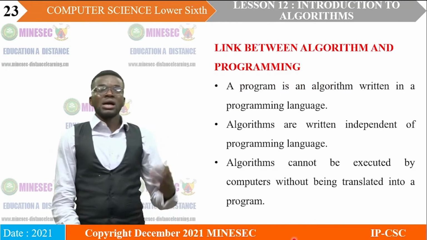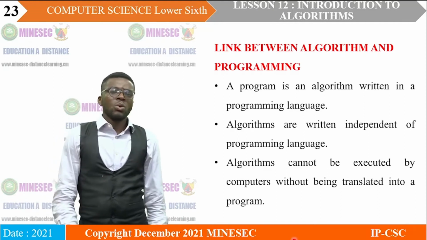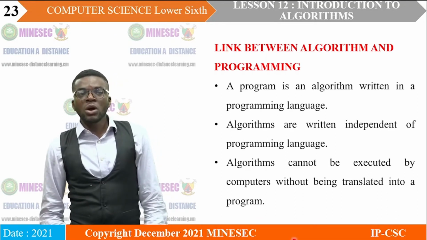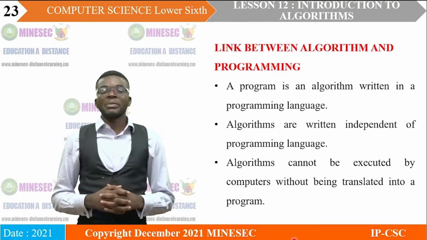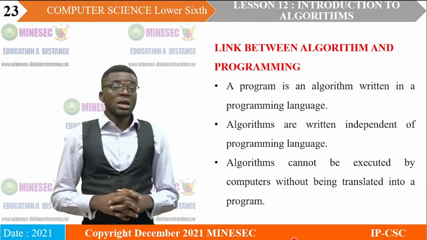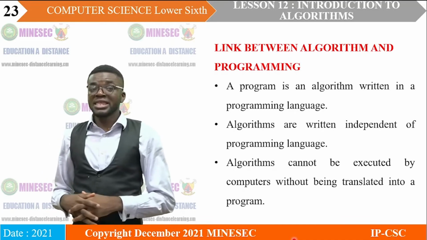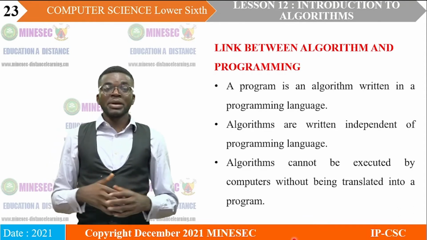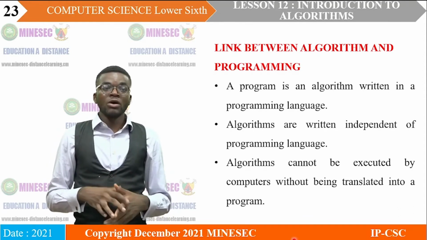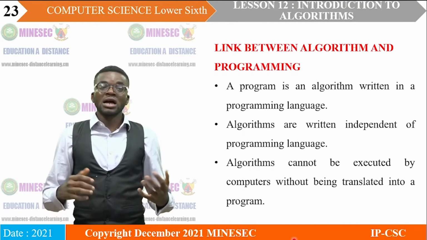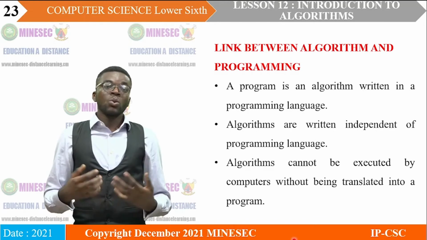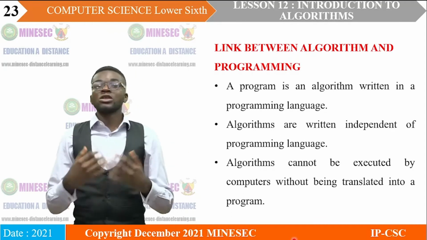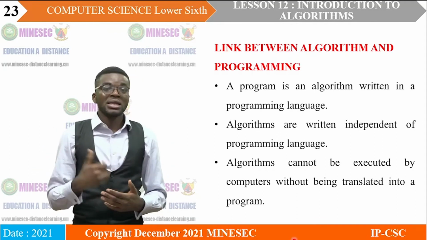Link between algorithm and programming. What's the link between an algorithm and a computer program? A program is an algorithm which is written in a programming language. Algorithms are written independent of programming language. That is, an algorithm can be written without using a programming language. But to create a program, we need to write the algorithm in a programming language.